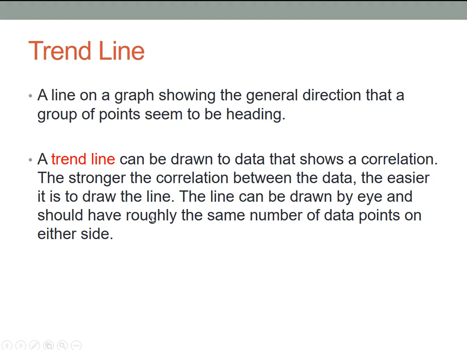So a trend line is a line on a graph that shows the general direction the points seem to be heading. A trend line doesn't have to hit every dot. You're not connecting the dots. You're just trying to put a line in there that makes sense of all of the data points that you've plotted. The tighter the trend line is to all the dots, the stronger the correlation is going to be, and the easier it is to draw that line. You can just draw that line by eyeing it, and you tend to want to have about the same number of data points above and below the line.